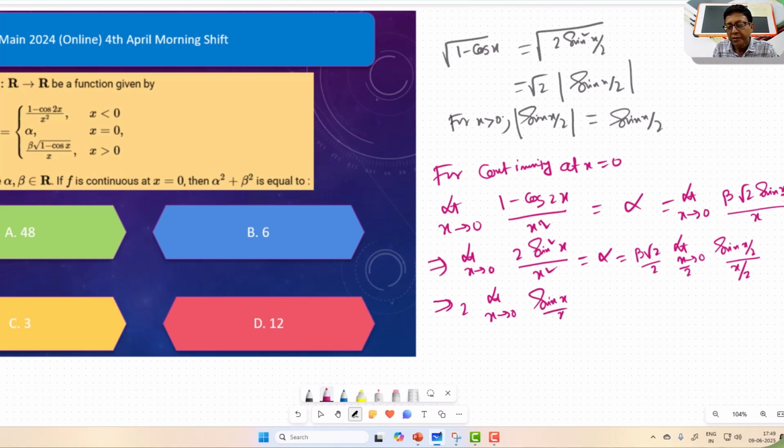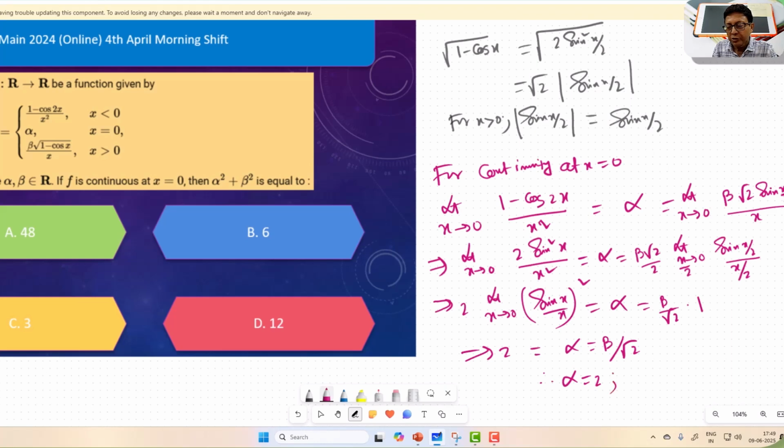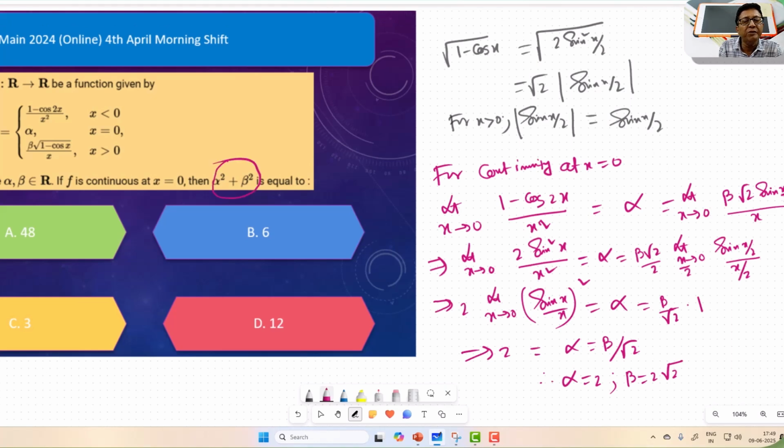Sin x by x whole square, alpha, beta by root 2 into 1. So what do you get? This is also 1. 2 equals alpha, beta by root 2. So alpha is 2, beta is 2 root 2. Your problem is to find the value of alpha square plus beta square, that is 2 square plus, so this is 4 plus 8, value is 12.